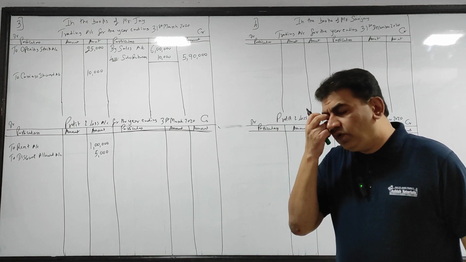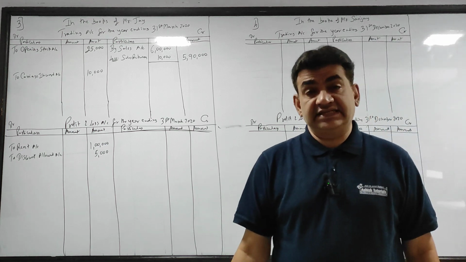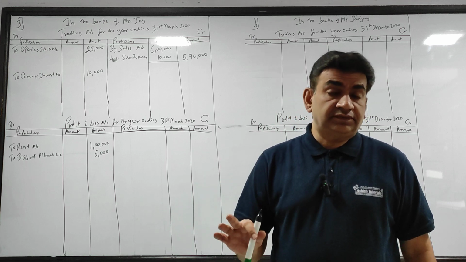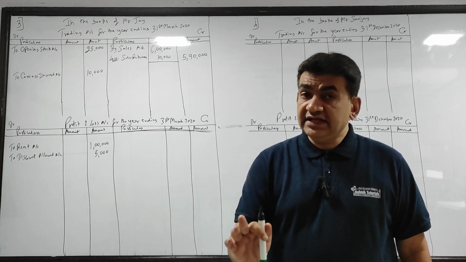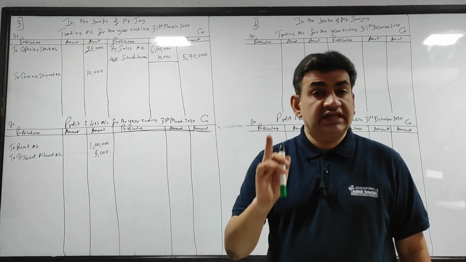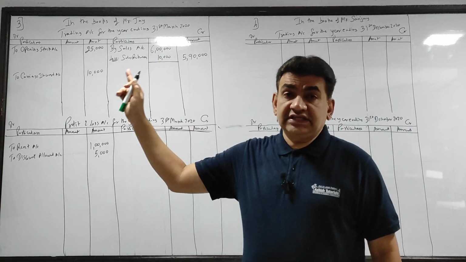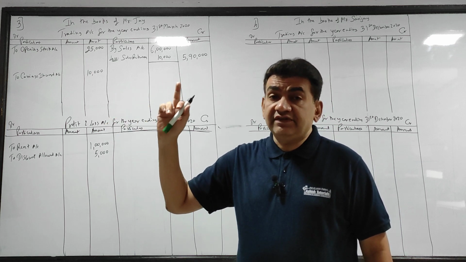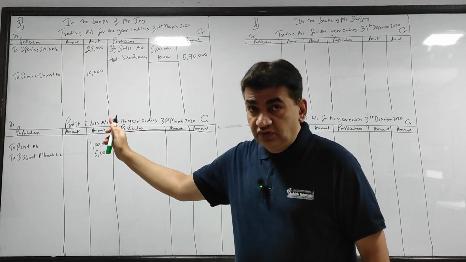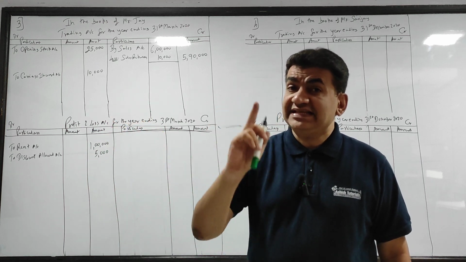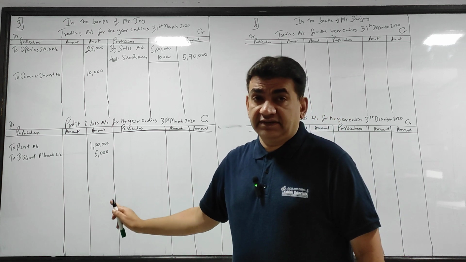Now listen, when they tell you only commission, commission normally is always paid on sales. It can be on purchase also, but if it is on purchase, they will mention it in the question. If nothing is mentioned, it is always on sales. Now keep in mind, any expense connected with purchase of goods is a direct expense, will be debited to trading account, and any expense connected with sales is an indirect expense, will be debited to P&L.